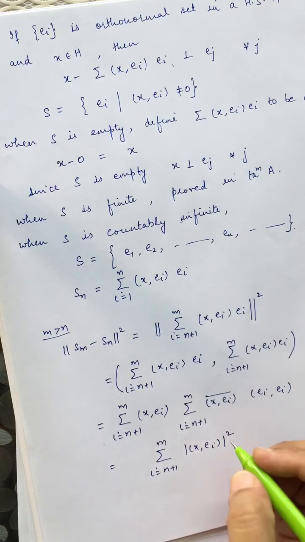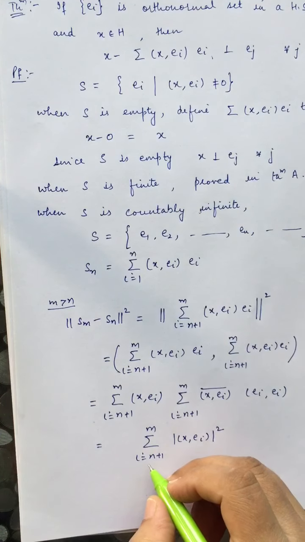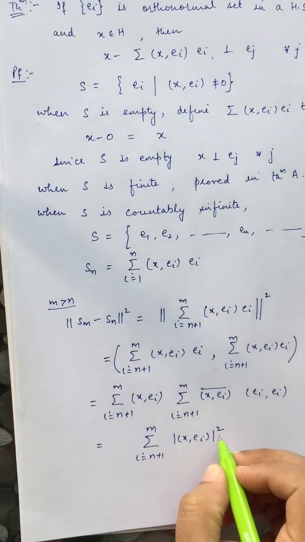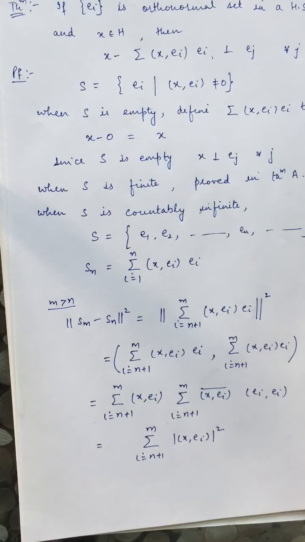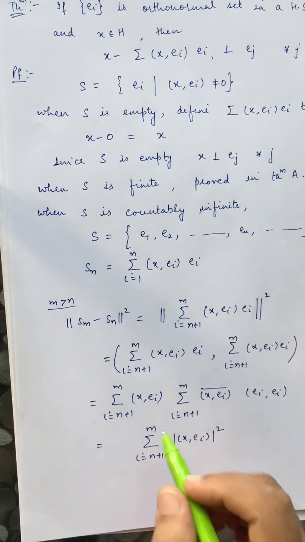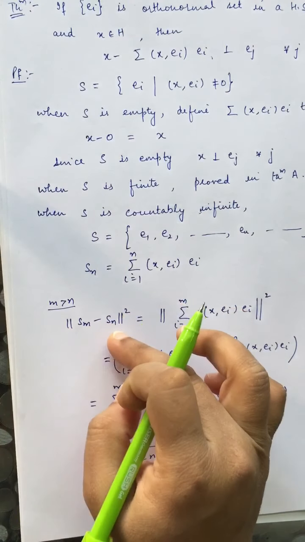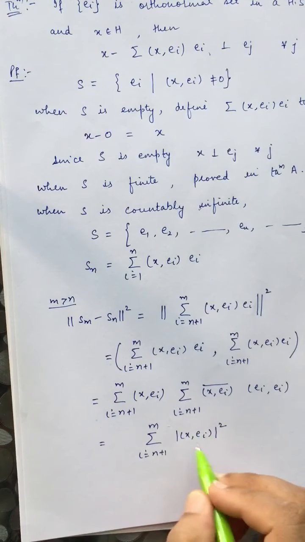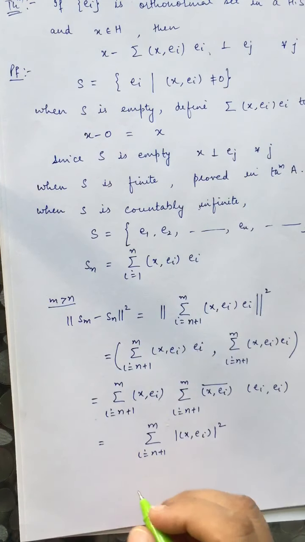So Bessel's inequality shows that the summation n varying from 1 to infinity of mod of ⟨x, e_i⟩ whole square is less than or equal to norm x square. So it is a convergent series. Now here we see that this ‖S_m − S_n‖ whole square is equal to this. This is basically the difference of partial sums of that series which we have used in Bessel's inequality. If that series is convergent, that means this is a Cauchy sequence.